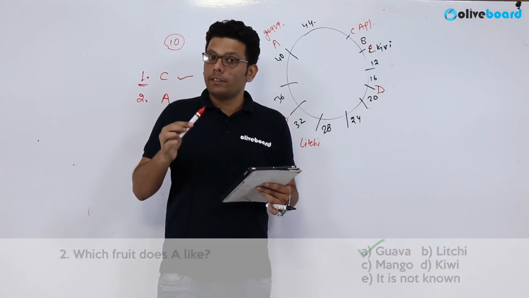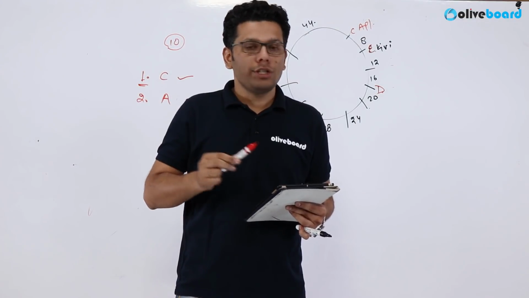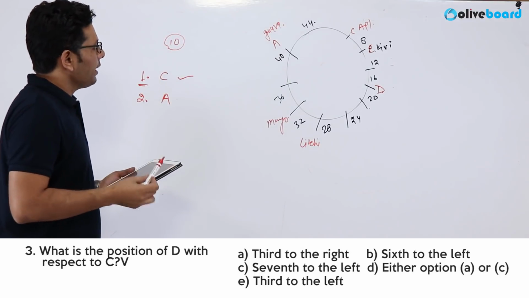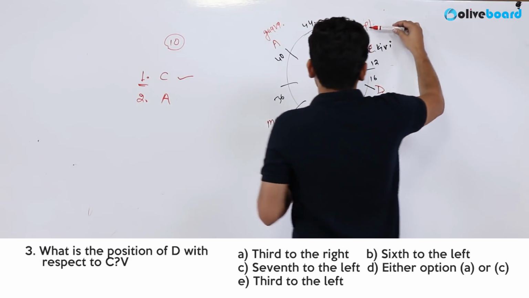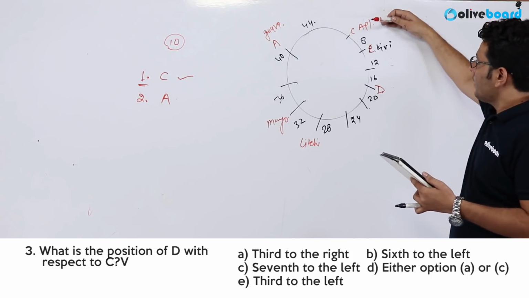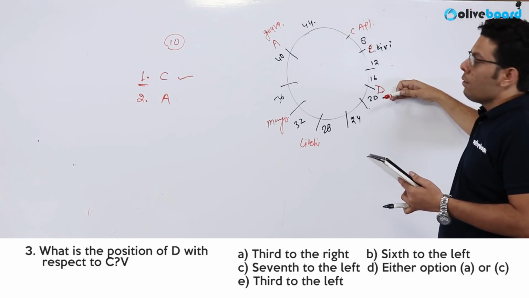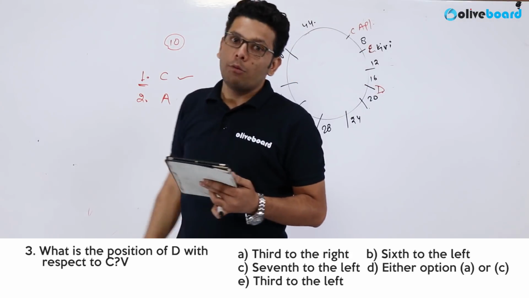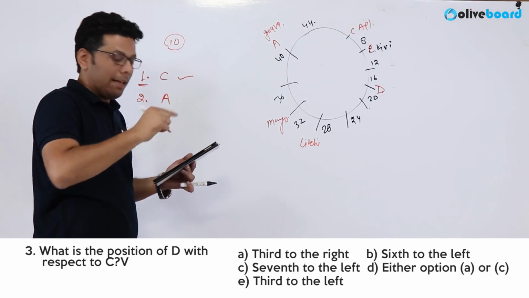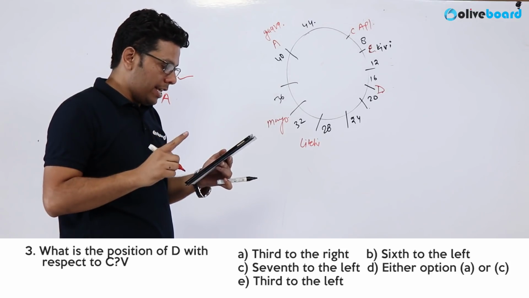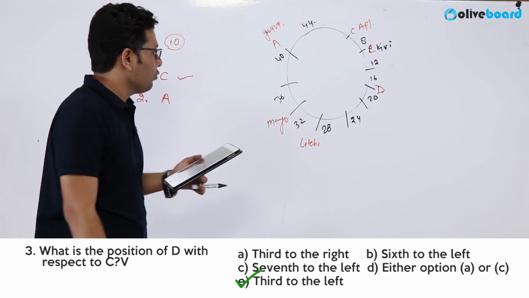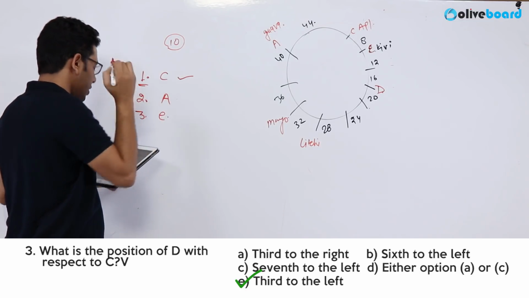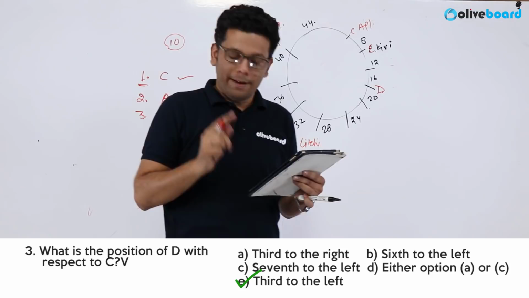Okay, question number 3 is, what is the position of D with respect to C? Let's have a look. Where is the C? Position of D with respect to C. This is the 1, 2 and 3rd. Position of D is 3rd to the left of C. Your option is E. 3rd to the left of C. So question number 3 has option E, 3rd to the left of C.